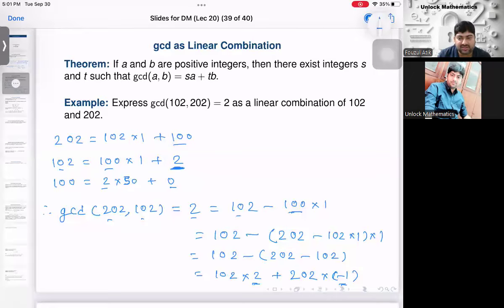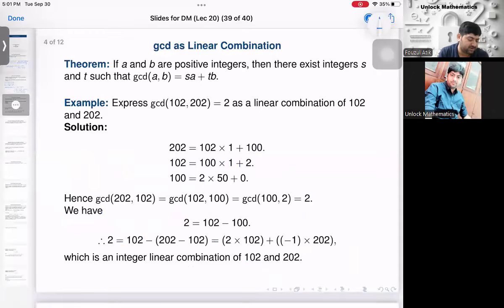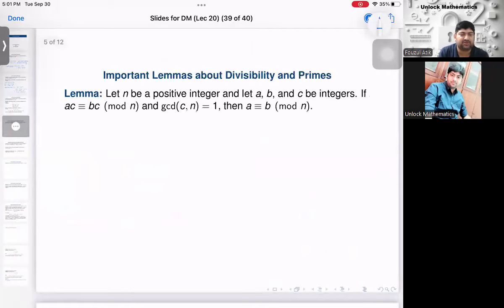Now, this has significance. I will tell you that this method will also help me to find out how to find the inverse modulo a positive integer. That I'll discuss. But before going to that, I have a few very important results that I'm going to tell you without proof. These are some important lemmas related to divisibility and primes.